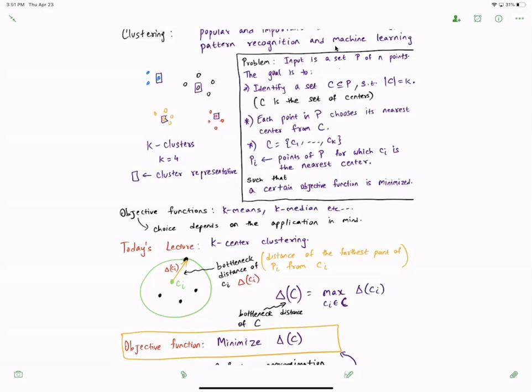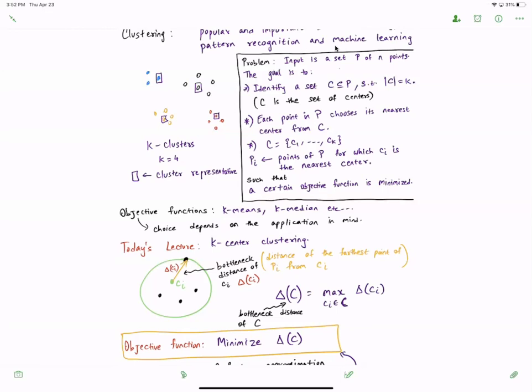Right? So, I can think of some applications where this might be important. Say, imagine these centers to be fire stations or hospitals. In that case, we want to ensure that every point in your set P has a nearby fire station, or a nearby hospital. You want to take care of all the points.